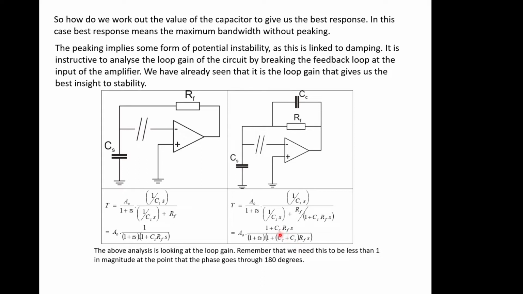It depends, if CC is small compared with CS, then this looks remarkably similar to this, just with a 0 in the top, and we were looking at what happens with the 0.